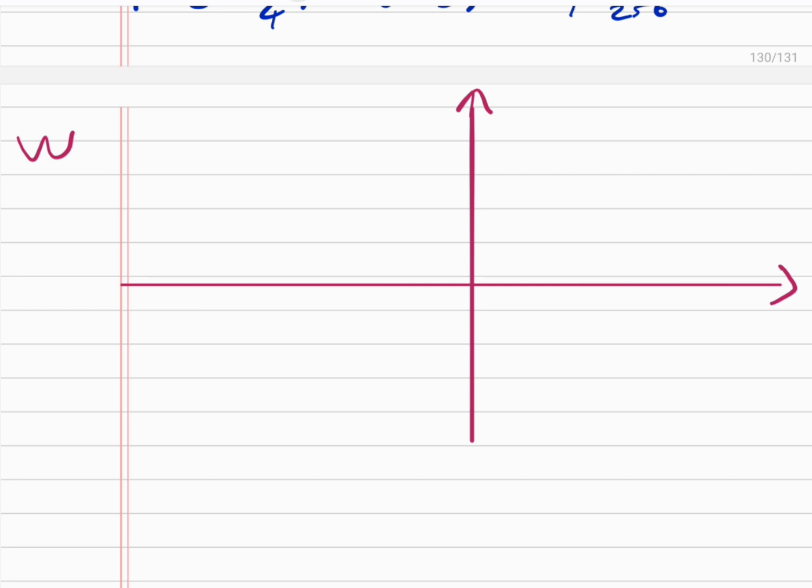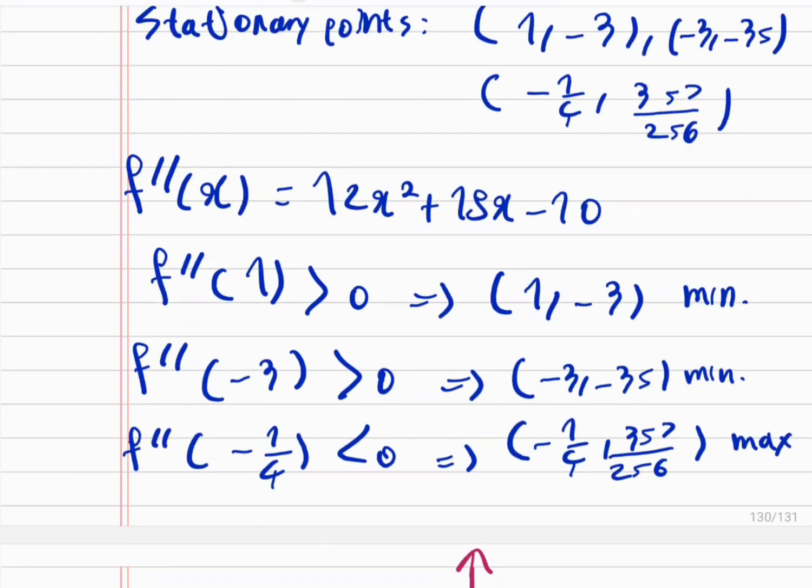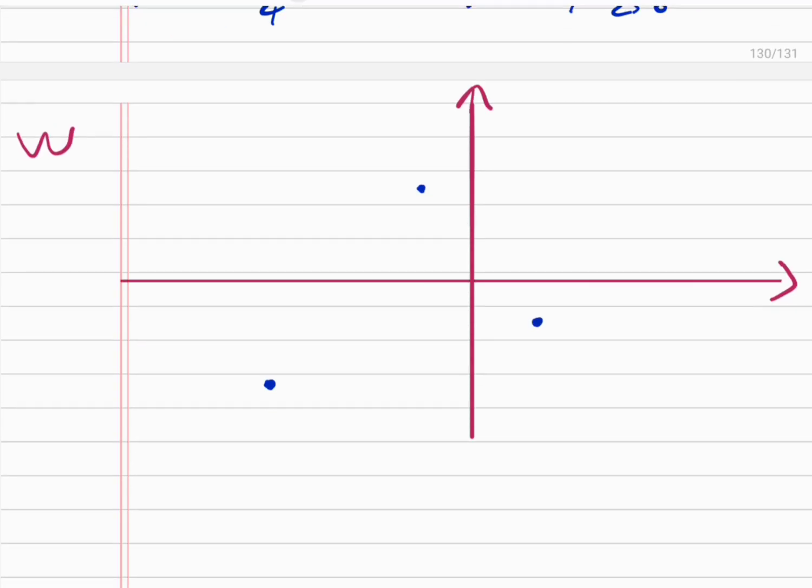Okay, so now in terms of the stationary points, obviously one of the stationary points is (minus 3, minus 35), which is, let's say, around here. So this is not going to be accurate. One of the other stationary points is (1, minus 3). So it's roughly here. And then the other stationary point is minus a fourth, and it's around here, 357 over 256. So it's 1 point something. And also to check the y-intercept, that's 1. So the y-intercept is here.